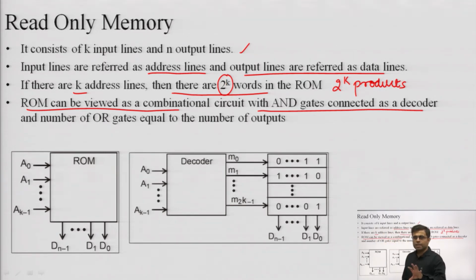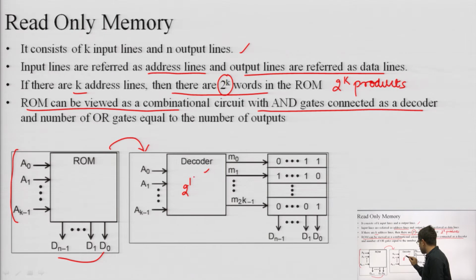Those AND gates will not be used as separate components. Instead, those AND gates will be used as a part of a decoder. So this is the outer structure. There are k address lines, there are n data lines. And further, what is the internal structure? This can be further broken down into this. There are k address lines. These k address lines will be entering a decoder, which will be having 2 raised to power k AND gates.